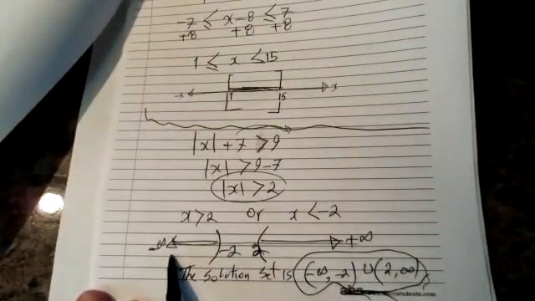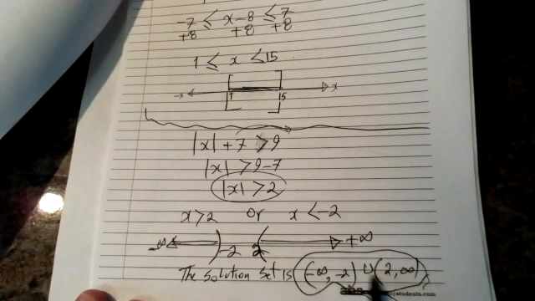And so all the numbers from negative infinity to negative 2, and the union, because there are two pieces, you should always connect it with the union sign, and then all the numbers greater than 2 all the way to positive infinity.